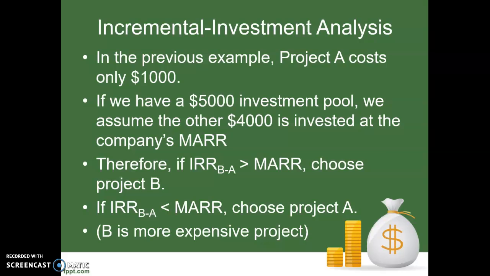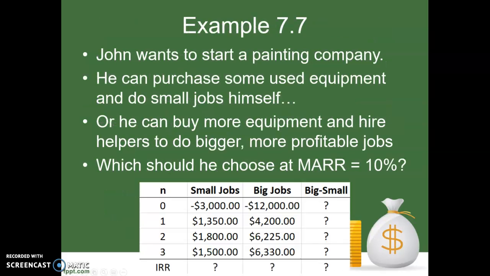I always feel that examples explain it much better than I can if we actually put numbers into it. So we have a painting company. John is going to start a painting company, or you are going to start a painting company. And you've got two options here. You can go out and buy a small amount of some cheap used equipment, and you can use that equipment to do the work yourself.